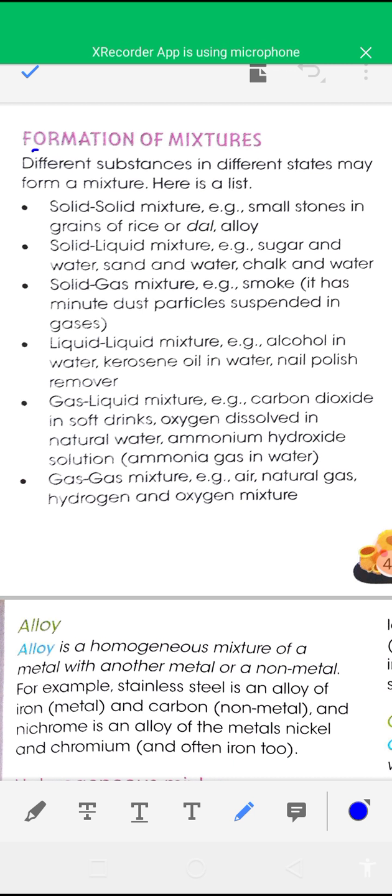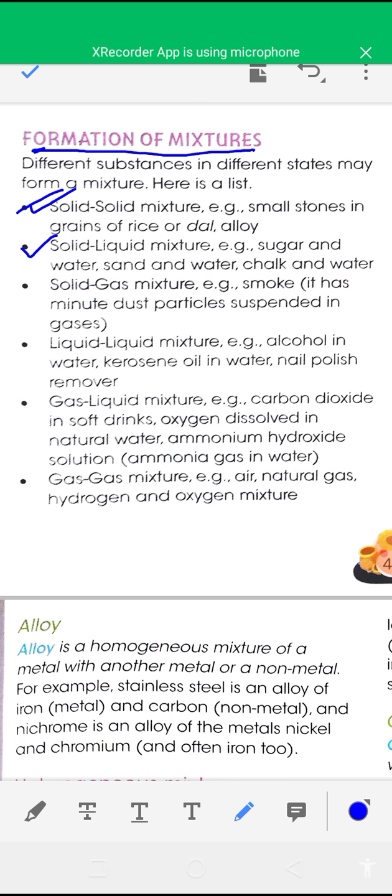So formation of mixture is the first topic. Define type of mixture. Okay, so different substances in different states may form a mixture. For example, solid mixture. Solid mixture means a mixture of two solids. For example, small stones in grains of rice or dal. An alloy is a mixture of two different metals. So these are solid mixtures. Stones in grains of rice and alloys, these are solid mixtures.